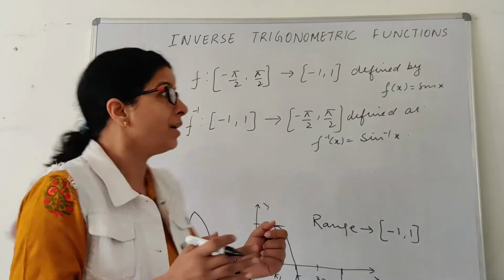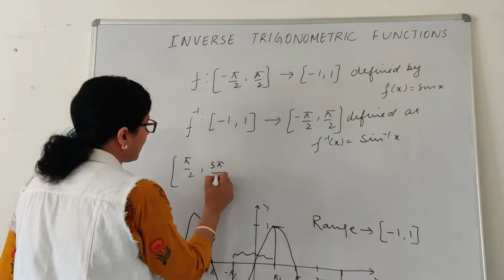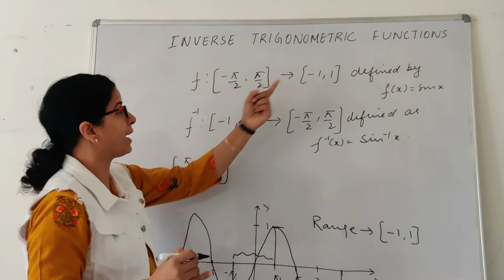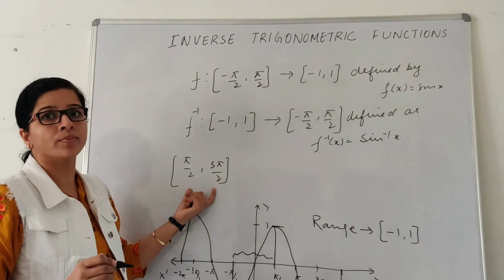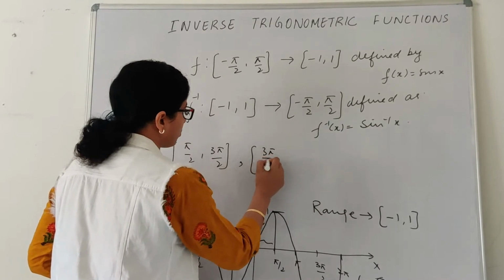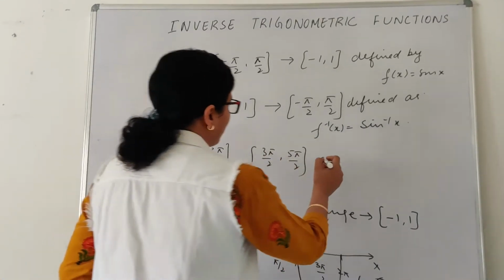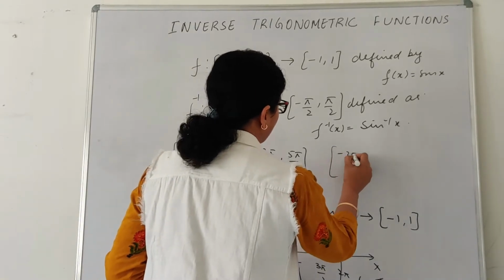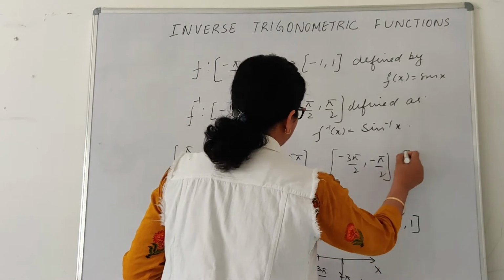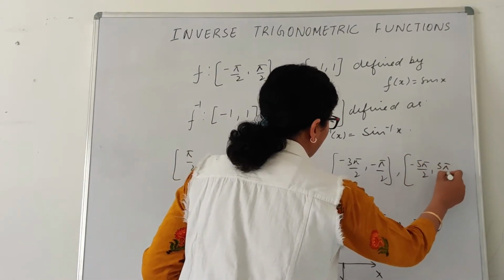If I take the interval of π/2 to 3π/2, I can define again the sin inverse here. Here also, with range −1 to 1, it will be an inverse function. Or I can define it from 3π/2 to 5π/2. Or I can define from −3π/2 to −π/2. Or I can define from −5π/2 to −3π/2.